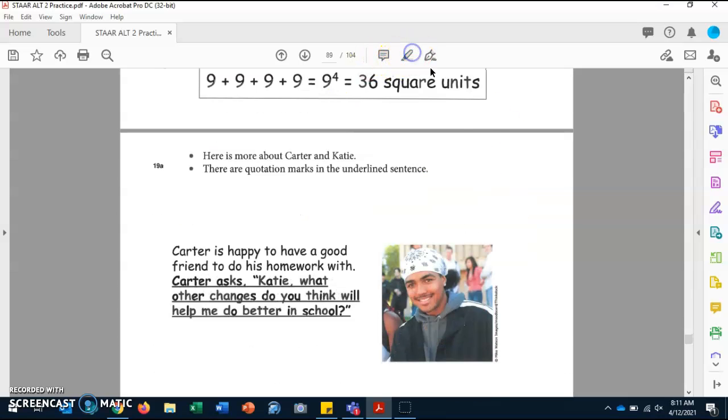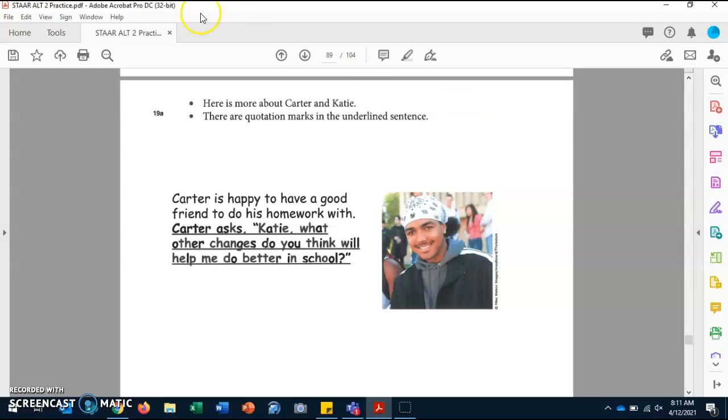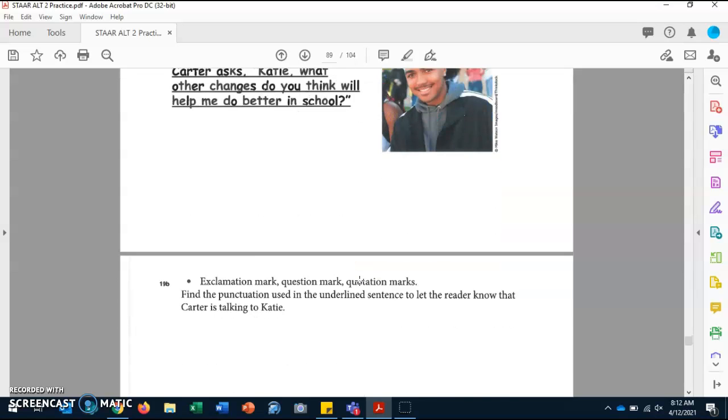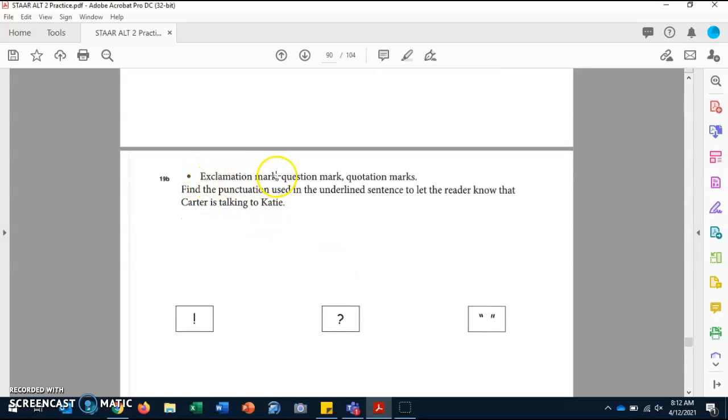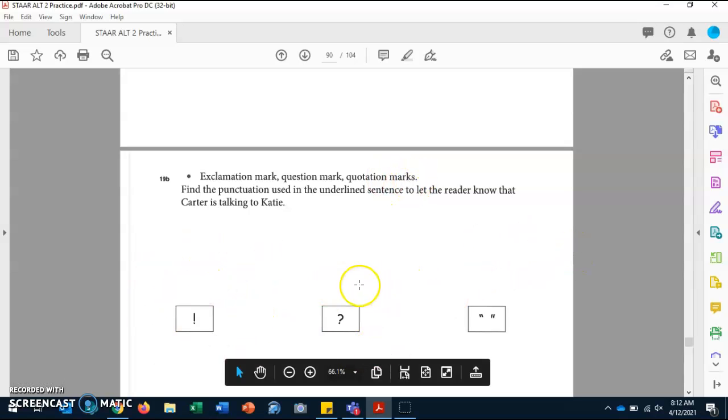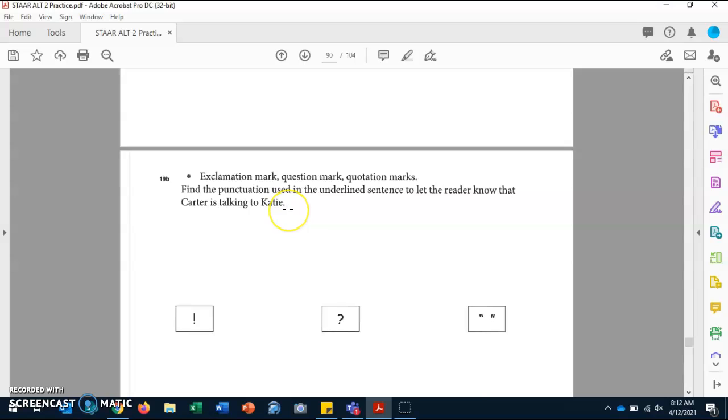Good job. And now we're going to go into English. So here it says, here is more about Carter and Katie. There are quotation marks in the underlined sentence. So it says, Carter is happy to have a good friend to do his homework with. Carter asks, "Katie, what other changes do you think will help me do better in school?" Then it says, exclamation mark, question mark, or quotation marks. So this is an exclamation mark, this is a question mark, and these are quotation marks. Find the punctuation used in the underlined sentence to let the reader know Carter is talking to Katie.